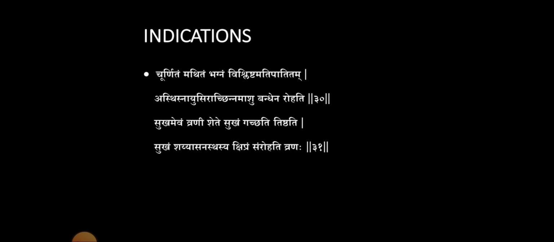Churnidam Madhitam Bhaknam Vislishtam Atipaditam Asti Snayu Sirachinnam Ashubandhena Rohati. Sukham Evam Pranishede, Sukham Gachhati Tishthati, Sukham Shayyasanastasya Kshipram Samrohati Prana. In the commentary it is told Churnitam Bahudha Khandikritam, Madhitam Vilodidam, Bhaknam Kandabhaknam, Vislishtam Sandhichyutam, Atipaditam Sthanachyutam Avalambamanam. Chinna shabdo Asti Adibhih Pratyekam Sambadhyate. Churnitadishu Gamana Agamana Sthana Shayaneshu Api Chaturshu Bandha Prashasta Ityaha. Sukham Ityadi Chete, Swapiti, Tishthati, Utthita Aste, Shayyasanastasya Sukham Bhavati Ityaha.